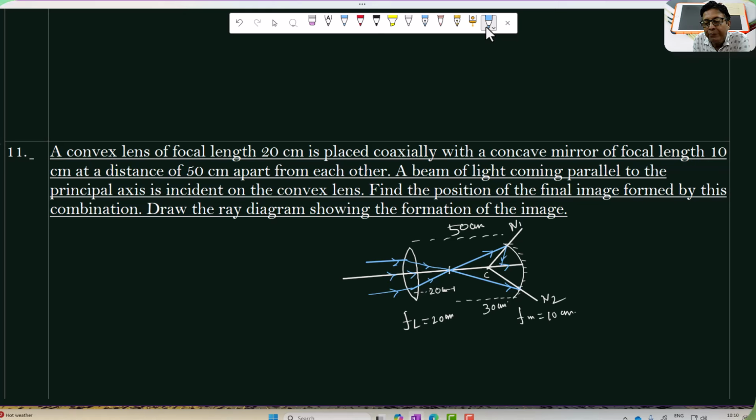It will be the meeting point of this ray also. Okay, so the final image is formed here. The position of that final image, this is I dashed, the image formed by the lens, and this is the final image I that is formed. We can find this one easily. Clear?